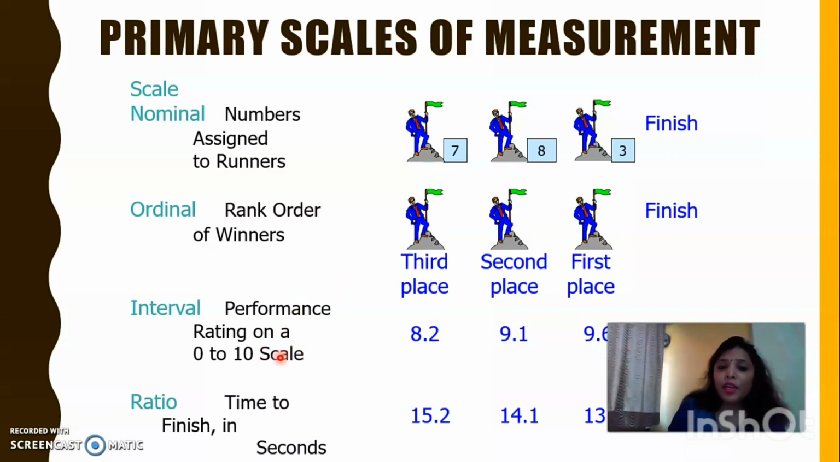Third comes your interval scale. In interval scale, the researcher tries to rate the performance. So if the audience is given a rating scale from 0 to 10 and the runners are rated on that scale, here we can see the difference. So that is your interval scale. Next is your ratio scale, where the characteristic which is measured is time to finish in seconds. So for completing that race, what time was taken by the participant.